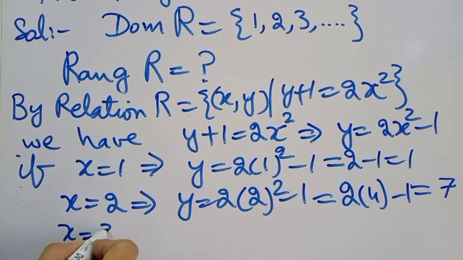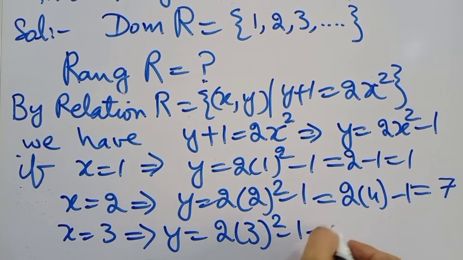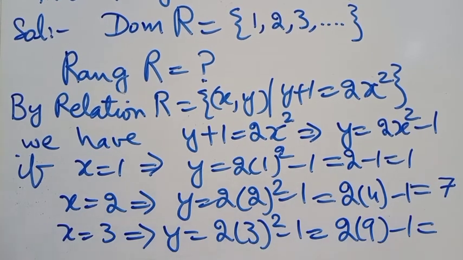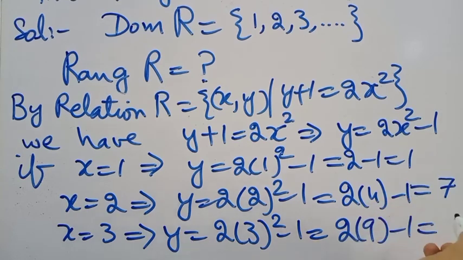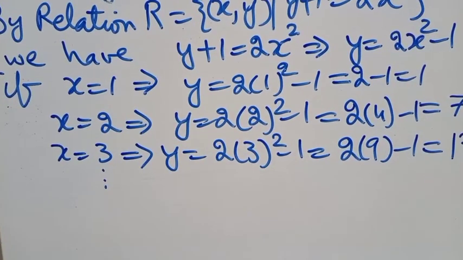Next we have x is equal to 3, which implies y is equal to 2 into 3 square minus 1. This is equal to 2 into 9 minus 1. 9 multiplied by 2 is equal to 18. 18 minus 1 is equal to 17, and so on. We can write here 3 dots for continuity.